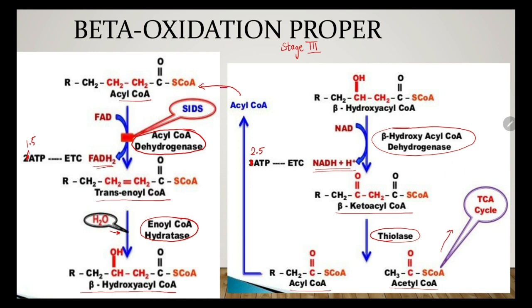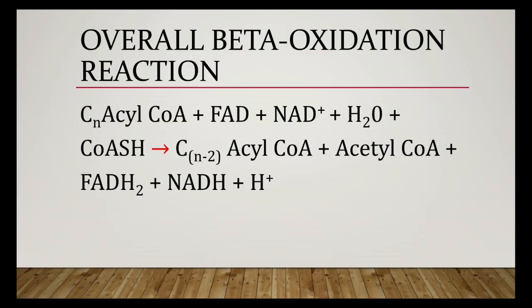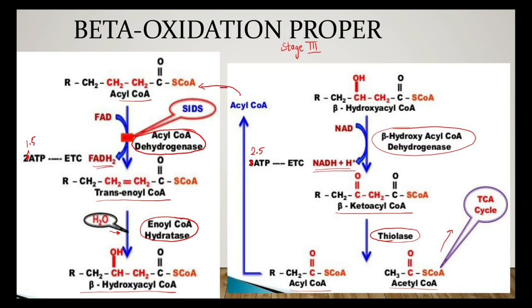Now, as you can see, there's this reaction given where there is deficiency of acyl-CoA dehydrogenase. That deficiency of acyl-CoA dehydrogenase causes blockade of beta oxidation, and this leads to SIDS. SIDS is sudden infant death syndrome. This deficiency is due to medium chain acyl-CoA dehydrogenase.